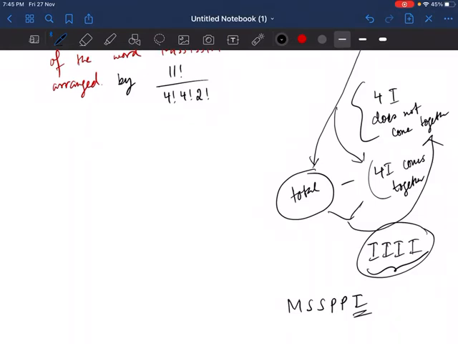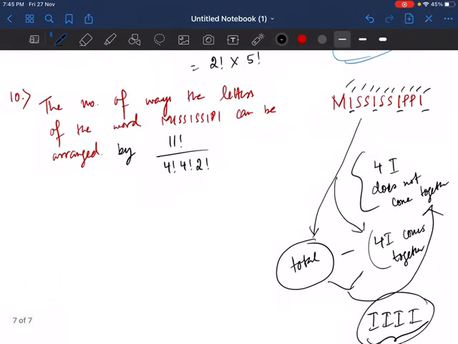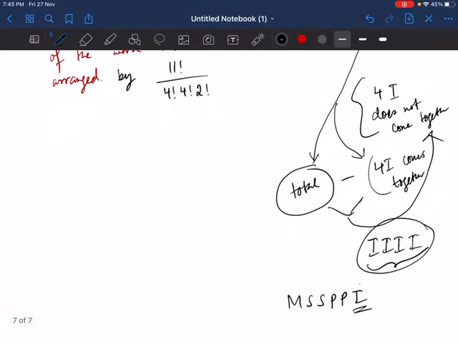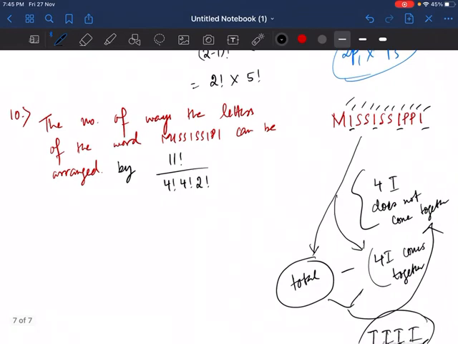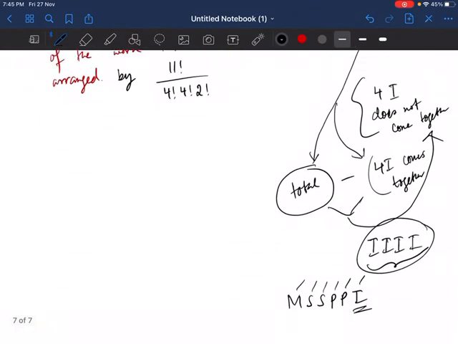Clear? So how many letters do we have now? 1, 2, 3, 4, 5, 6. So wait a second. We have 2 P's, we have 4 S's, sorry. We have 4 S's in here. We made a mistake. So 4 S's in here and 2 P's and 1 I. 1 I, why? Because I'm combining all of them together. I'm keeping all of them together, right?